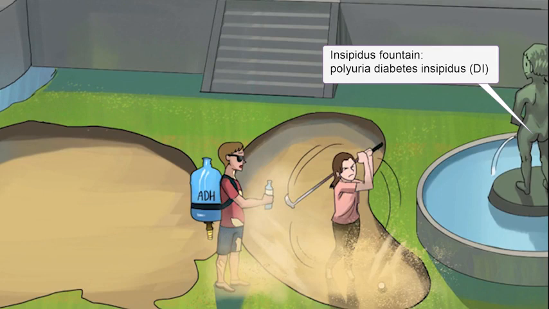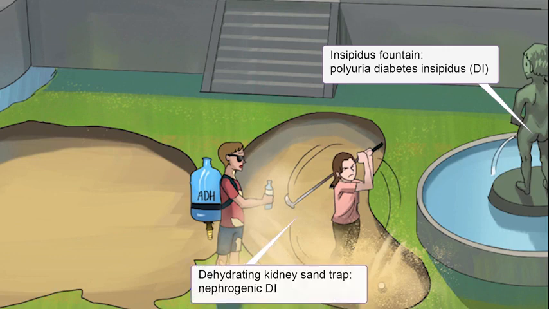Take a look at that first sand trap. It looks kinda kidney-shaped, right? That's because it represents nephrogenic diabetes insipidus. This occurs when you release ADH from the pituitary, but it cannot exert its effect at the collecting duct, usually due to the blockade of the ADH receptor by pharmacologic agents or due to a hereditary ADH receptor mutation. Either way, remember that the defect is at the level of the kidney.